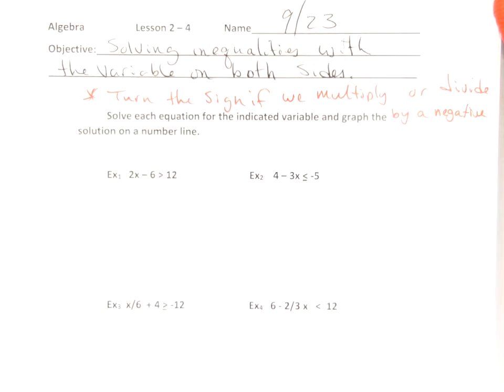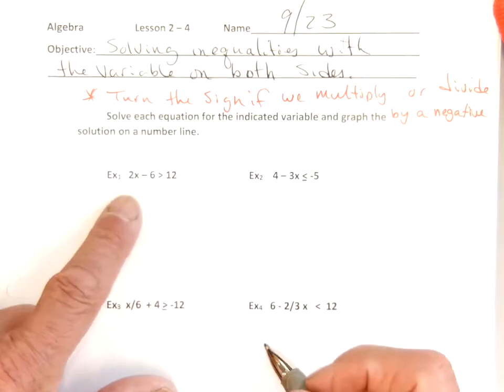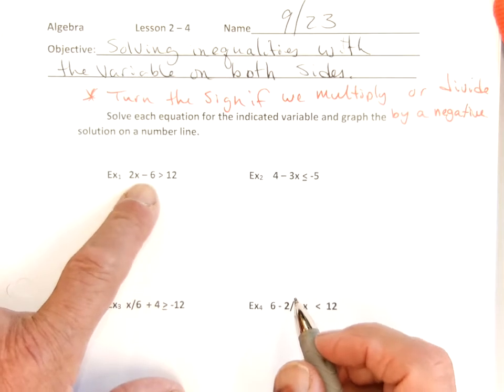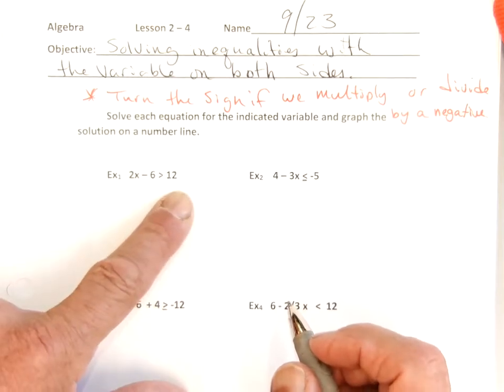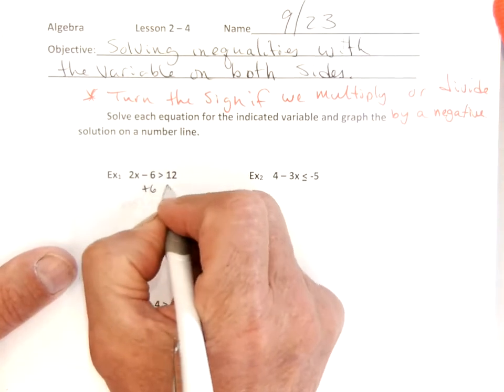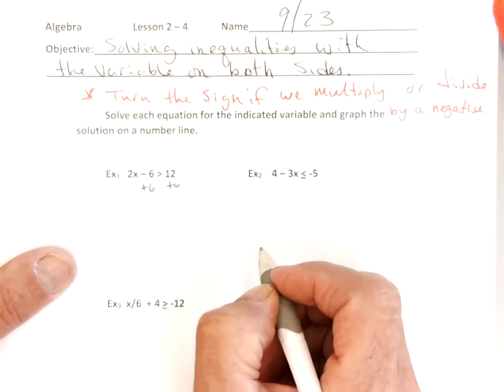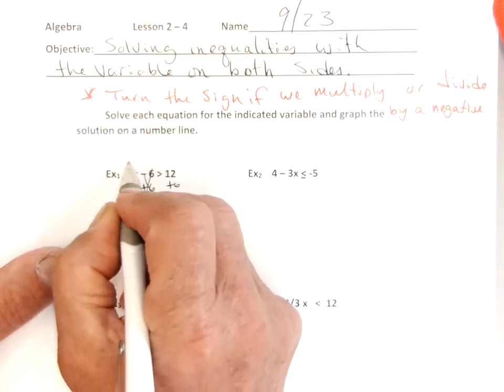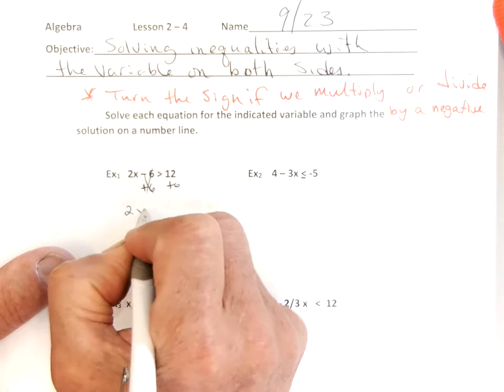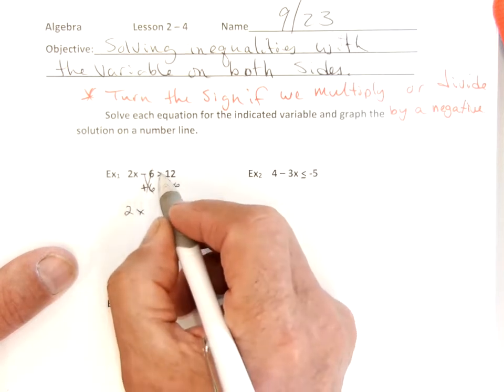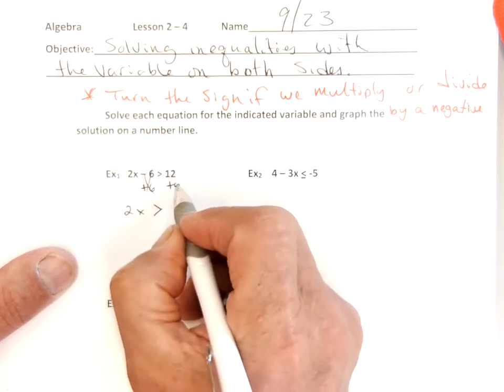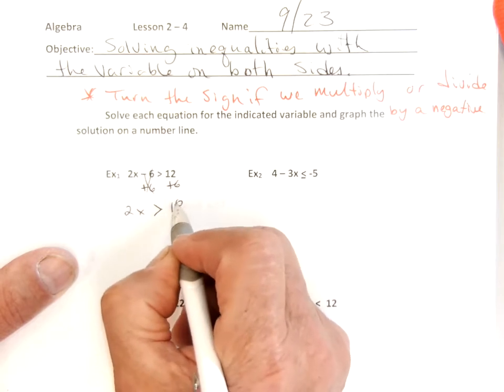I think this should be pretty easy. I still want you to take notes and go through this because the practice will be good for you. But let's go through it. So example 1, we're just going to solve. Plus 6 on both sides. 6 is gone. Bring down the 2x. Bring down the sign. 12 plus 6 is 18.